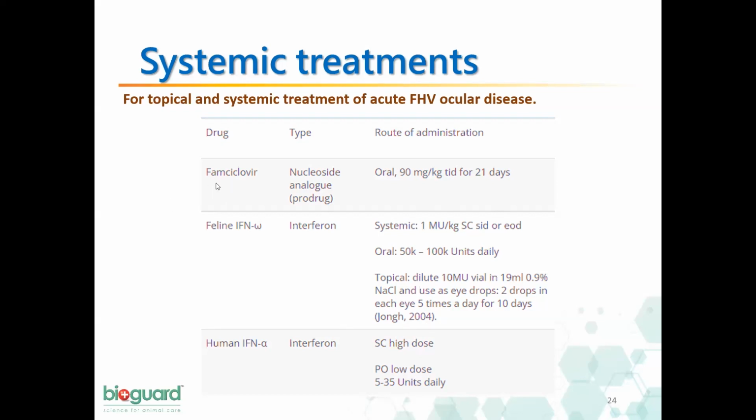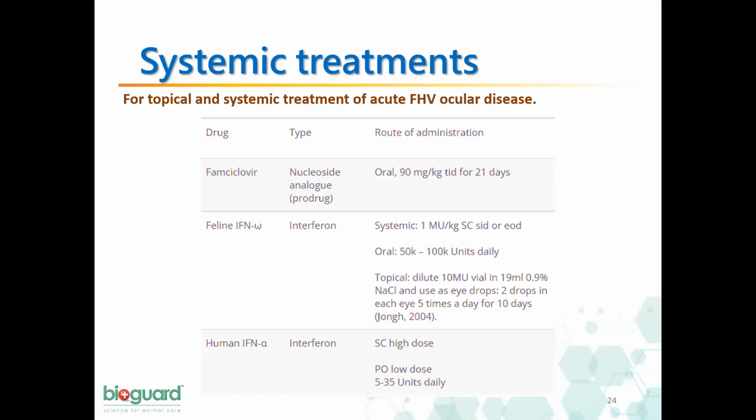When we talk about the dosage and route of administration, a drug such as famciclovir, which is an antiviral drug, a nucleoside analog, can be given orally in a range of 90 mg per kg of the weight of the cat for 21 days. If we are giving interferons such as feline interferon omega, it can be 1 MU per kg, and it can also be given orally on a daily basis.